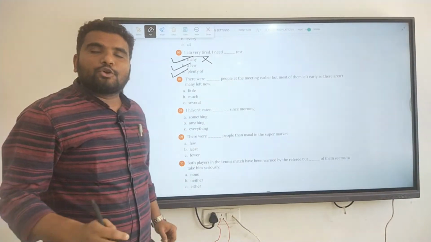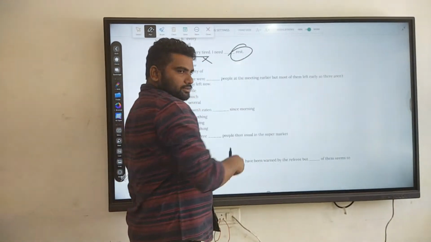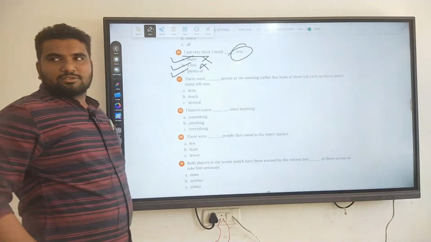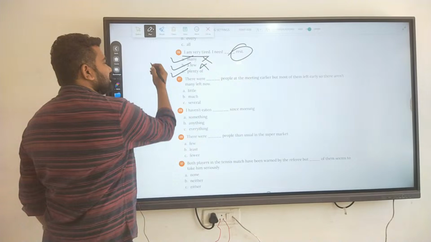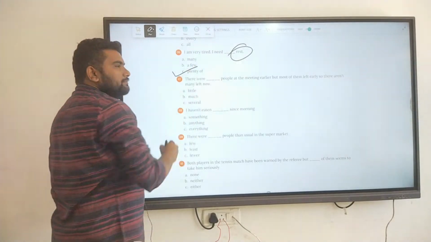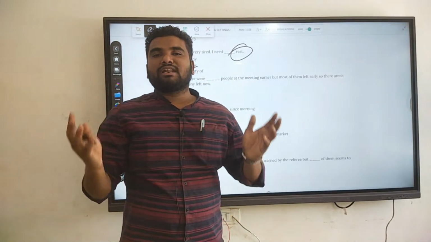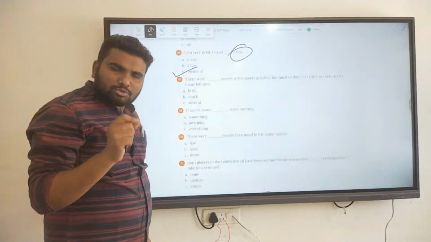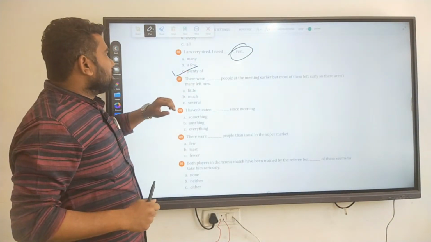Second one, few means what? Again, a countable thing, right? So rest you cannot count. So that's the reason the second answer is also wrong. So that's the reason we need to go with the third answer, that is plenty of. So plenty means what? A large amount. We don't know how much it is, but it's a very large or huge number. So that's the reason plenty is used for uncountable nouns. So the answer is plenty of.